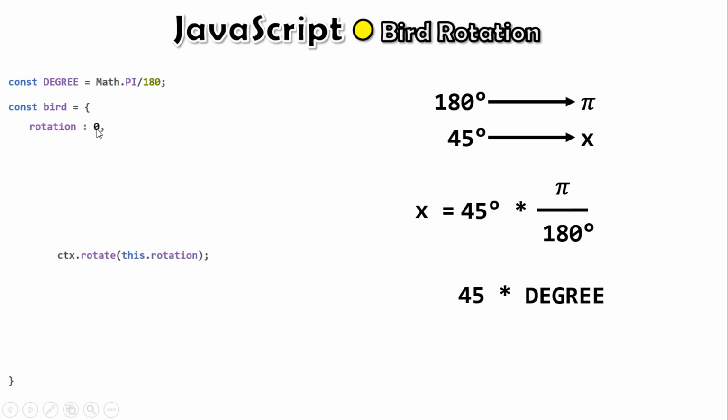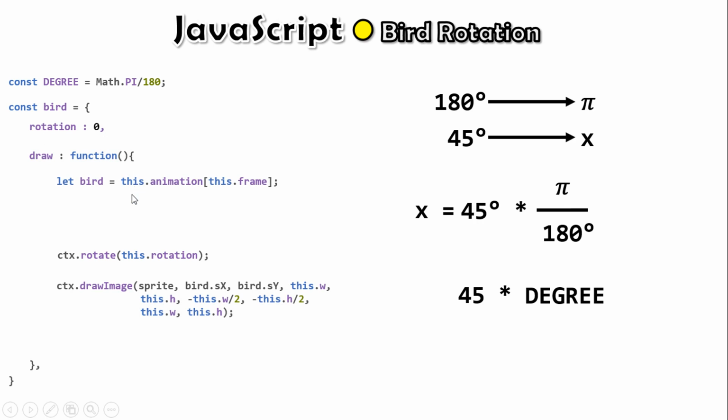I'm gonna set it to 0. Then inside our draw function, we had the bird variable, then the draw image. Before the rotation, we need to do the translate. So the translation from the 0, 0 origin to the bird origin. And then, of course, we need to save the state and restore it after that.